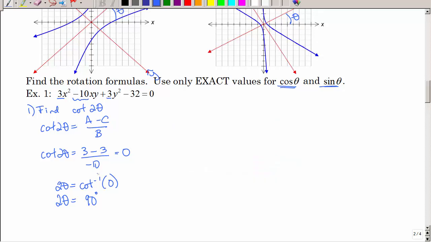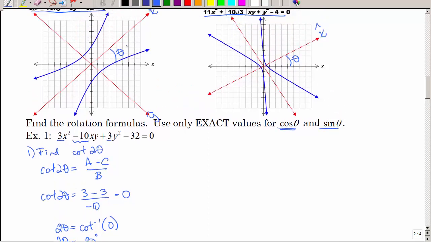But that's 2 theta. So to solve for theta, we divide by 2. So I have an angle of rotation of 45 degrees. If you go back and look at that picture, that pretty much looks like 45 degrees. So I think we did the math right.